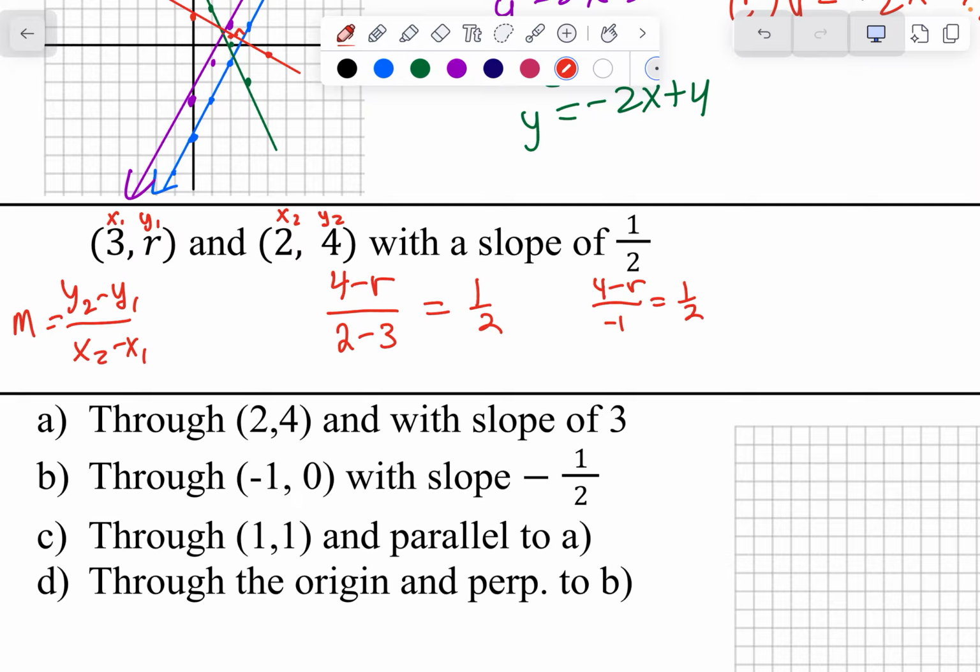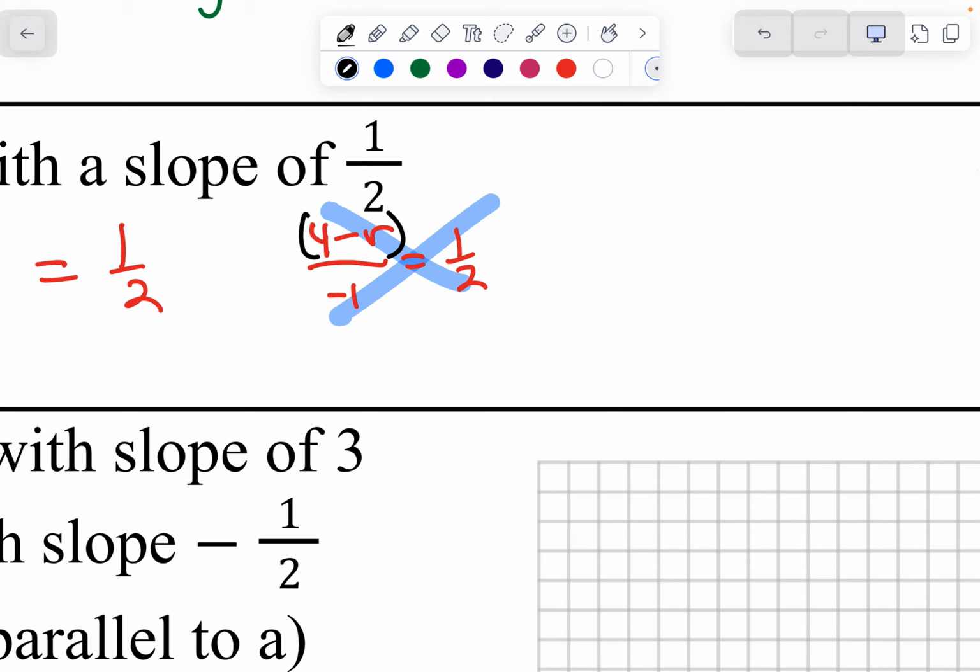Now, that's a proportion, which you should have solved in probably pre-algebra and algebra 1. To solve a proportion, the best way to do it is to cross multiply. Now, to cross multiply that, the 4 minus r is an algebraic expression. It has to be in parentheses, so that when we multiply by 2, we're going to use the distributive property. So that's what's important, okay? So let's cross multiply that, and let's watch what happens.